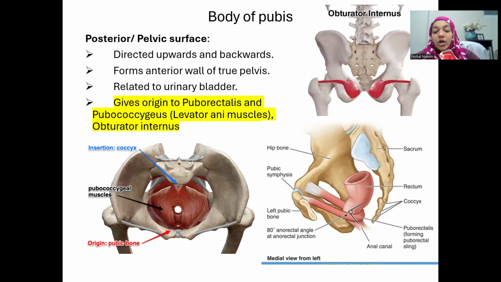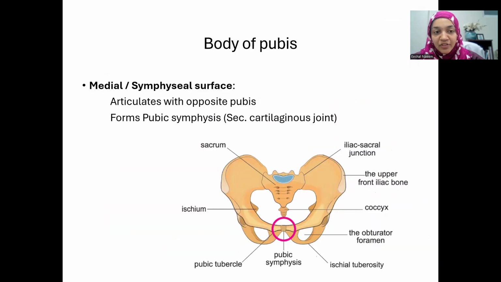And then we have a muscle called the obturator internus. As you can see here, it comes off from the obturator membrane, all the way from the obturator membrane, and goes and inserts into the lesser trochanter. Along with the obturator internus, the superior gemellus and inferior gemellus also insert into the lesser trochanter, as we did in the femur yesterday.